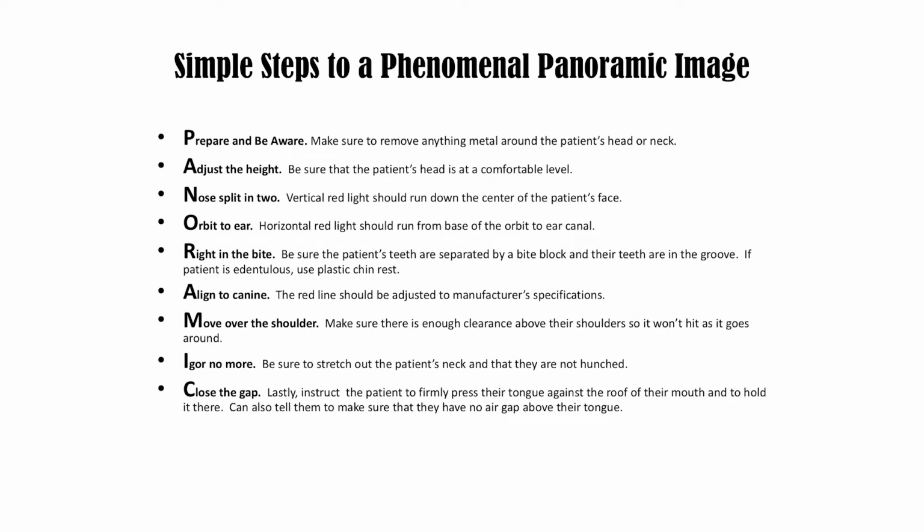So, steps to a phenomenal panoramic image, just kind of your checklist. Prepare and be aware. Make sure to remove anything metal around the patient's head or neck. Adjust the height. Be sure that the patient's head is at a comfortable level. Nose split in two. Vertical red light should run down the center of the patient's face. Orbit to ear. Horizontal red light should run from the base of the orbit to the ear or the tragus. Right in the bite, be sure the patient's teeth are separated by a bite block and their teeth are in the groove. If patient is edentulous, use plastic chin rest.